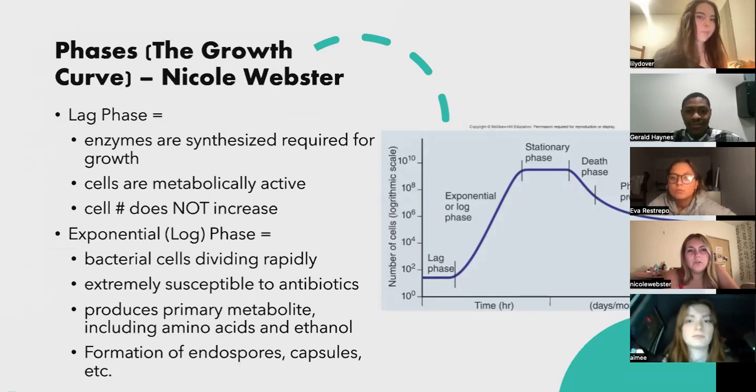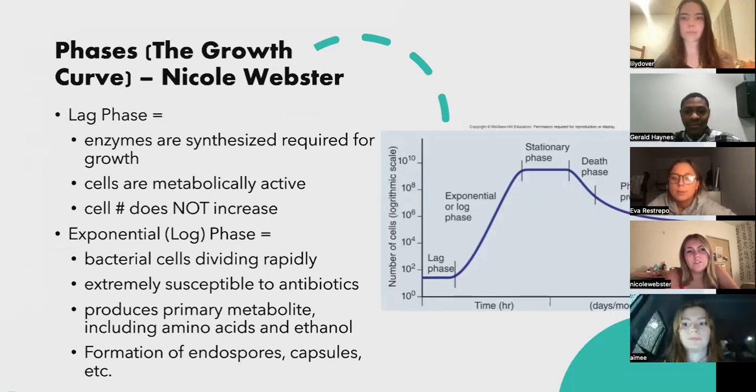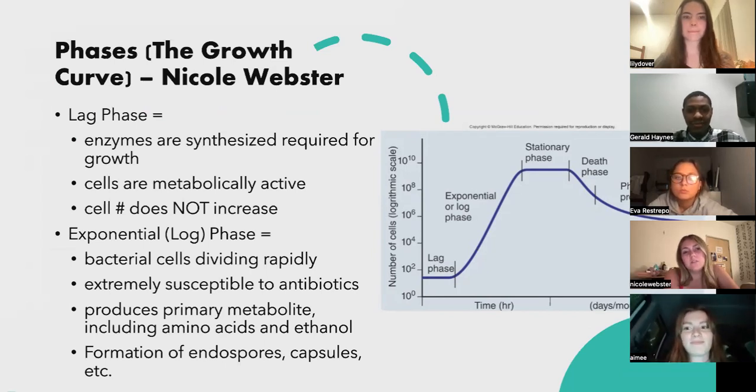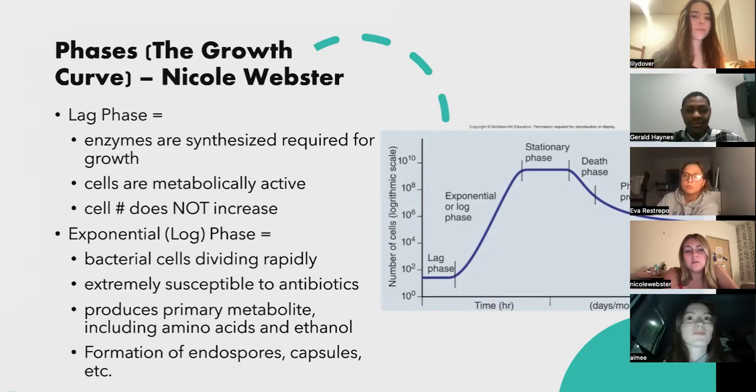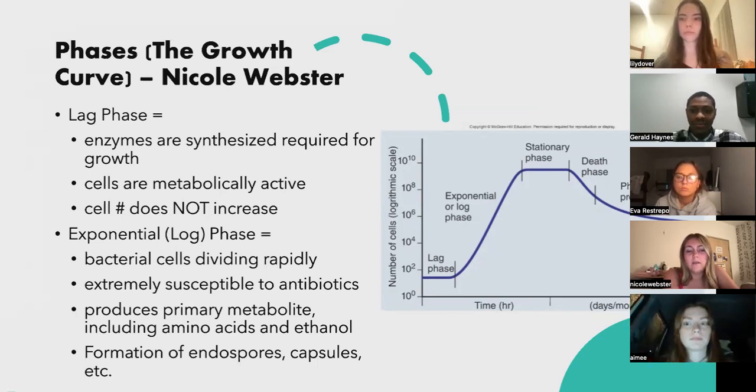So here we have our growth curve. There are 5 phases. The first phase is our lag phase. This is where the enzymes required for growth are synthesized, so the cells aren't growing quite yet. The cells are metabolically active and the cell number does not increase. The second one is the exponential log phase, where the bacterial cells begin rapidly dividing. During this phase, the cells are extremely susceptible to antibiotics. We also have amino acids and ethanol produced and the formation of endospores and capsules.